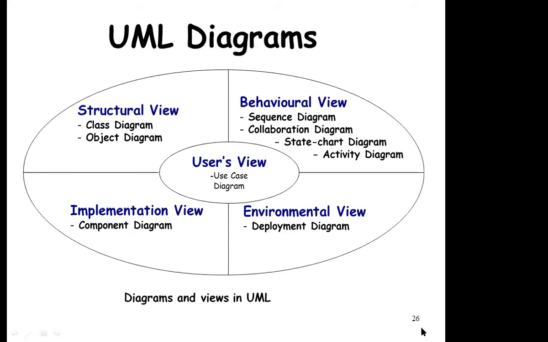So just see this diagram, very important. Here the 5 views are given: structural view, behavior view, users view, implementation view, and the environmental view, and the different diagrams which support a particular view. The first view is the users view. It is supported by use case diagrams. Second is the structural view, which is supported with the help of class diagram and object diagram. Then is the behavior view, which is supported with the sequence diagram, collaboration diagram, state chart diagram, and activity diagram.